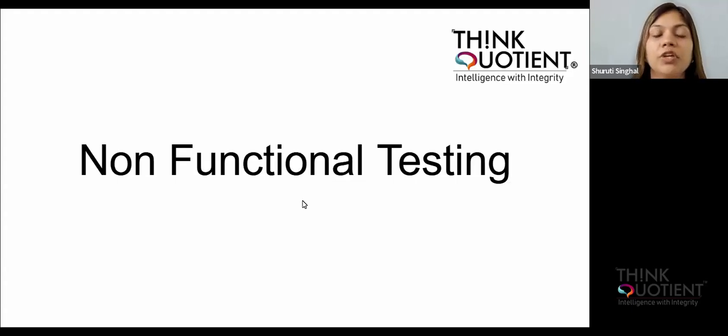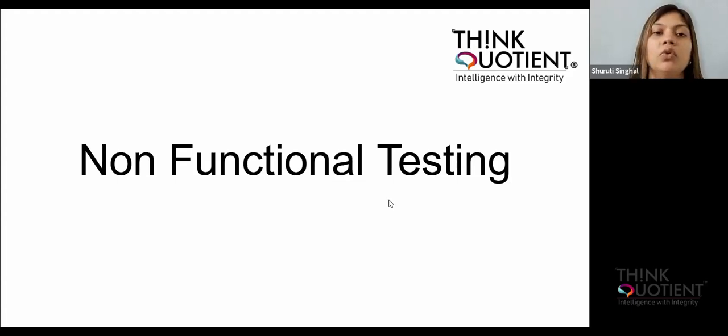Today in this session, we are going to cover a very important topic, that is non-functional testing. In the previous session, we discussed the different types of functional testing, the levels of testing, and we have also discussed manual and automation testing. So let us discuss the agenda of this session.